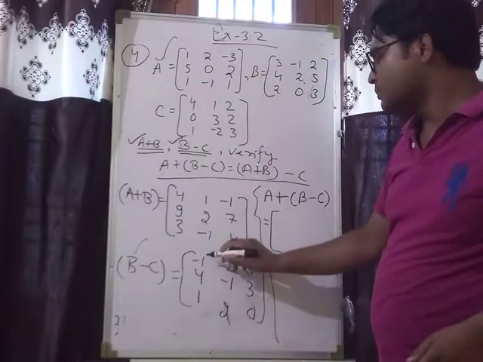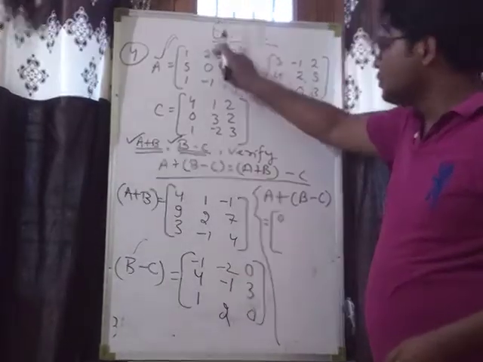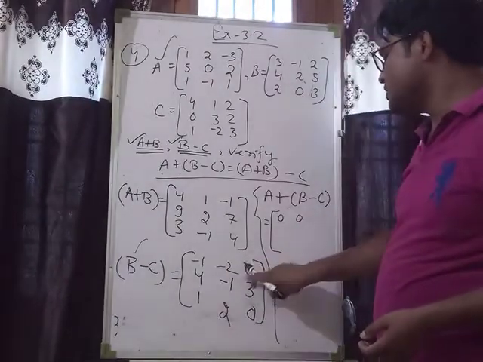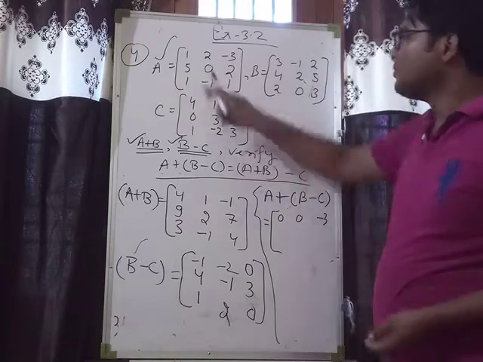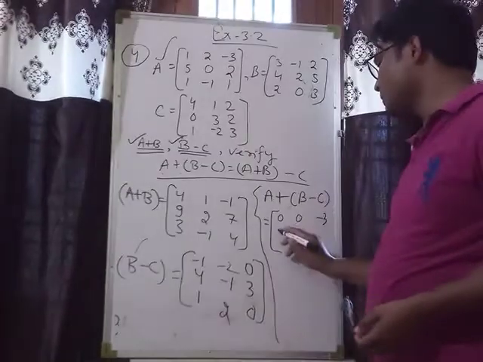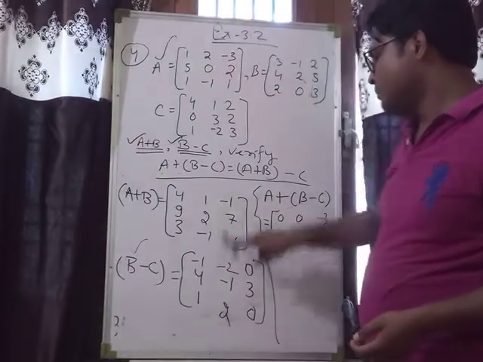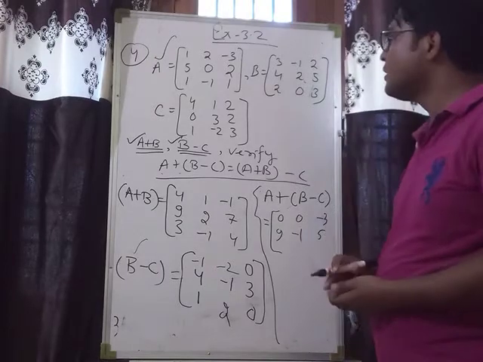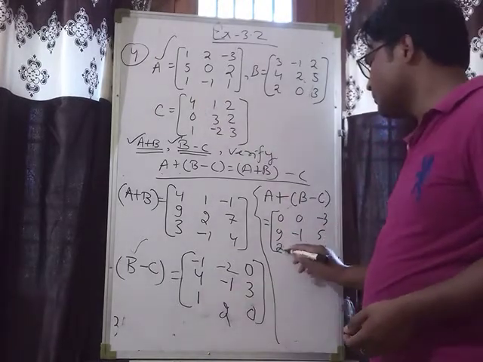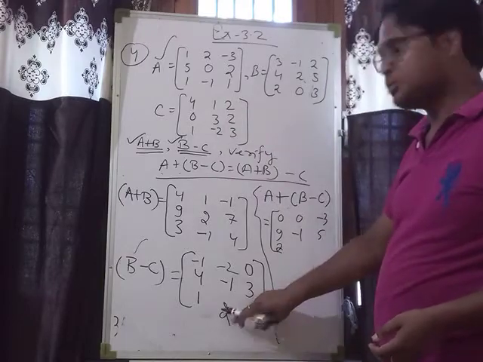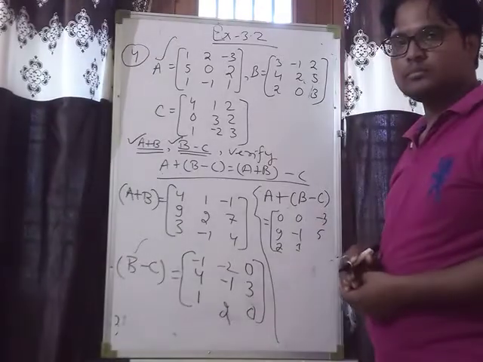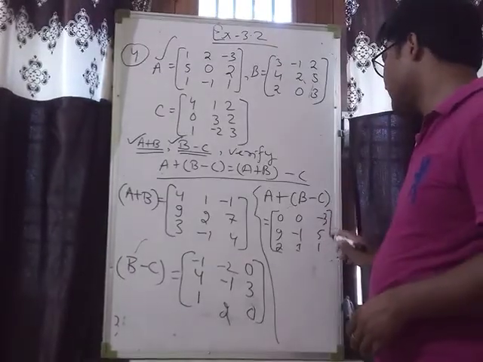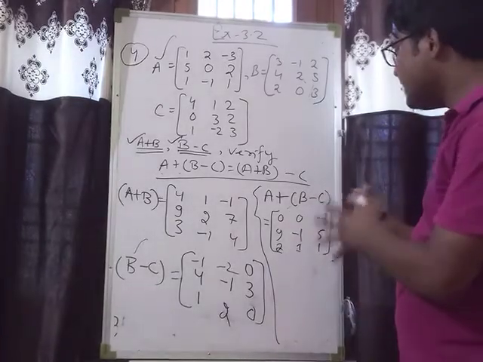So 1 plus minus 1, that will be 0. 2 plus minus 2, that is 0. Minus 3 plus 0, that is minus 3. 5 plus 4, 9. 0 minus 1, minus 1. 2 plus 3, 5. 1 plus 1, 2. Minus 1 plus 2, 1. Minus 1 plus 2, that is 1. And 1 plus 0, 1. Okay? So that is A plus B minus C.